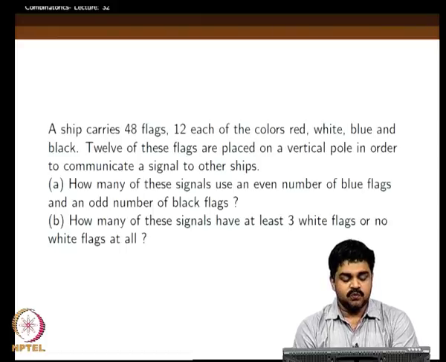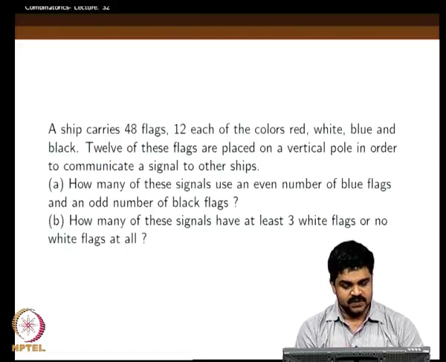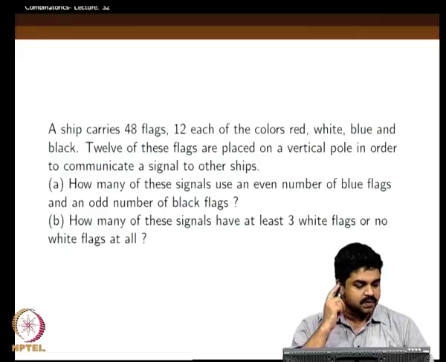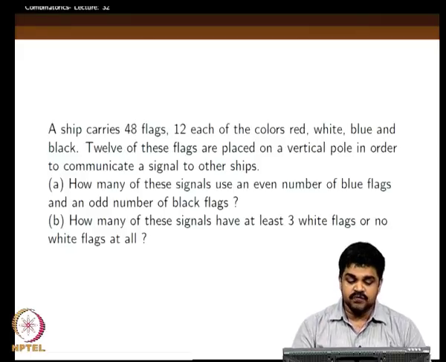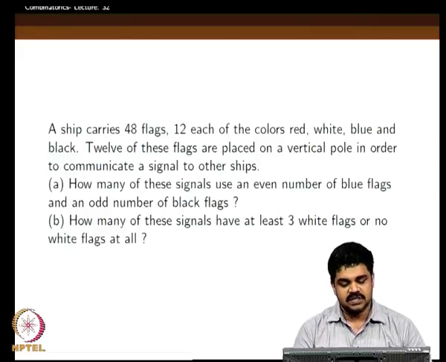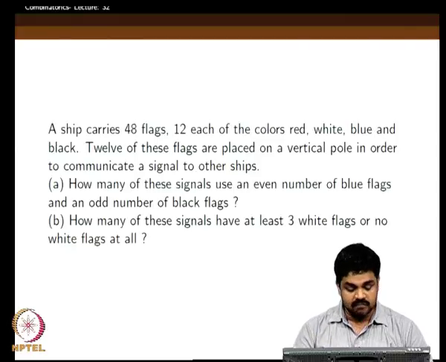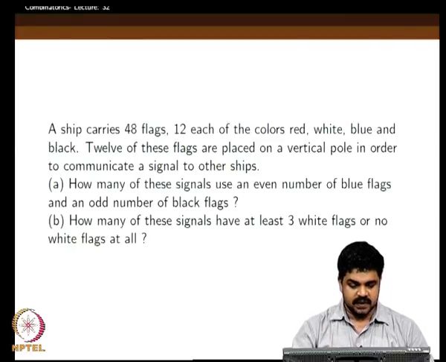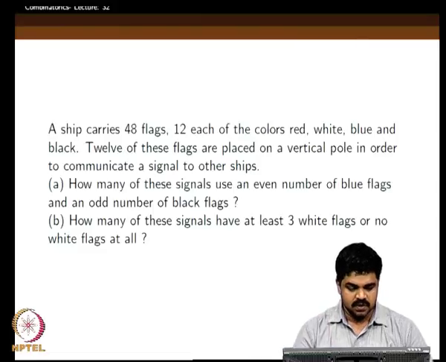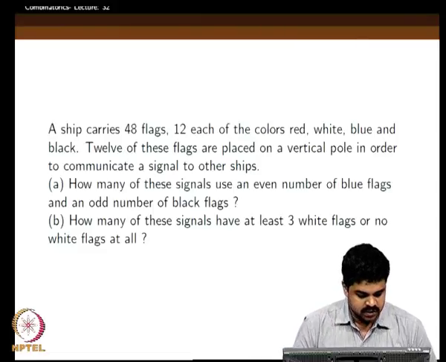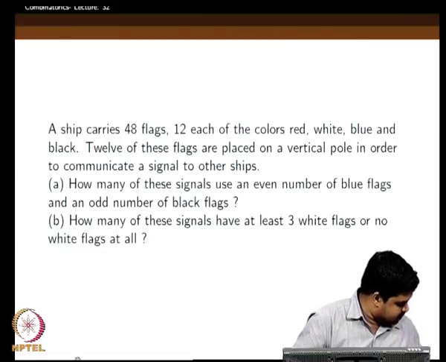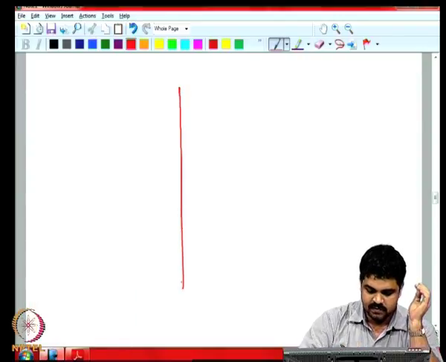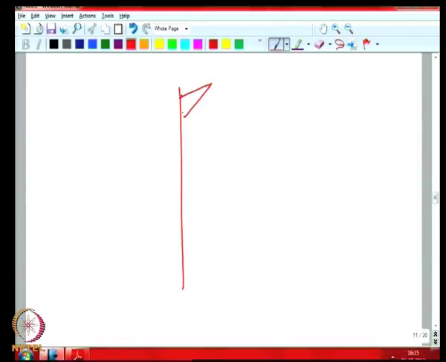When they want to give a signal to another ship which is coming near, they will use 12 of these flags. Out of these 48 flags, they will take some 12 flags and arrange them on the flag post. Suppose they select the flags and tie them like this, 12 flags will be tied. So, the order is important here.